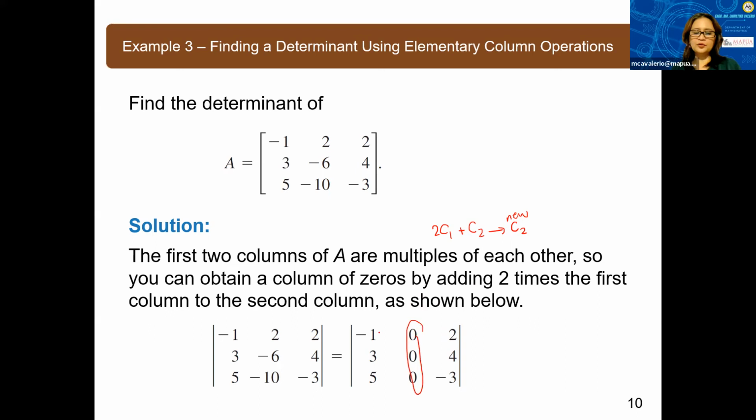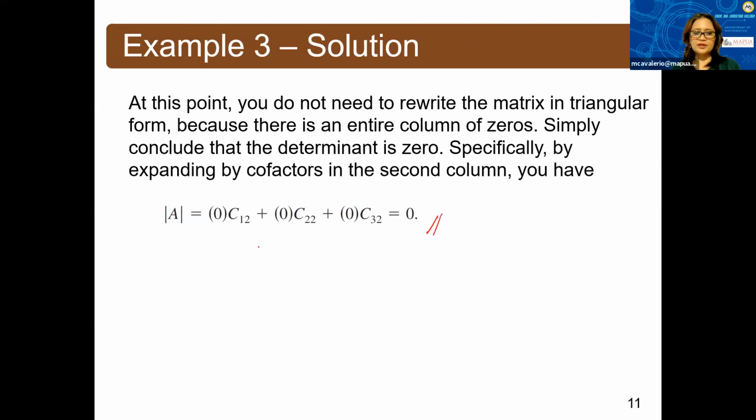Now, if you perform a cofactor expansion on column 2, we will see that the determinant is 0, right? Because remember, for a cofactor expansion, we will have an a_ij multiplied by a cofactor C_ij. Since all a_ij's here are 0, the determinant of matrix A in this problem is equivalent to 0. So say 0 times cofactor C12 plus 0 times cofactor C22 plus 0 times cofactor C32 is 0.